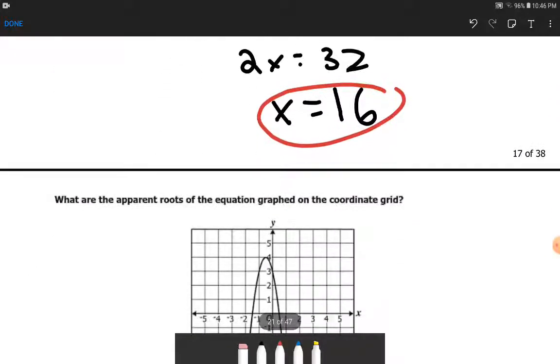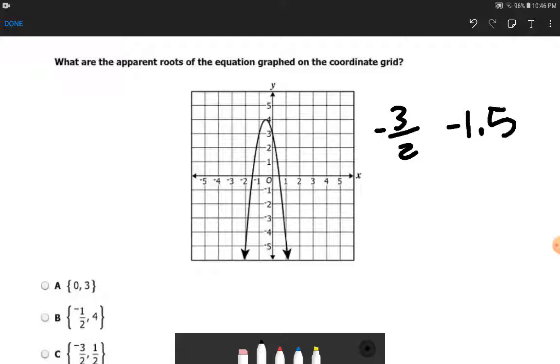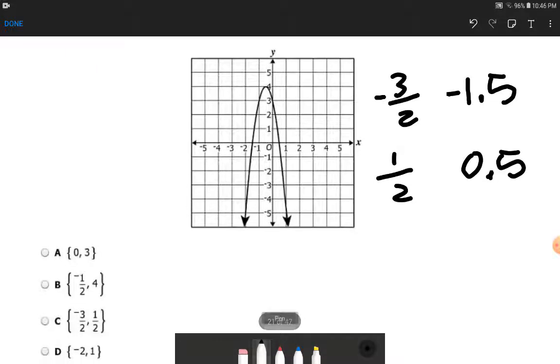Alright, let's move on to question 18. What are the apparent roots of the equation graphed on the coordinate grid? So the roots will be the areas touching the x-axis, and we can see that looks about like -3/2 or -1.5, and looks like 1/2 or 0.5. And so that would be C.